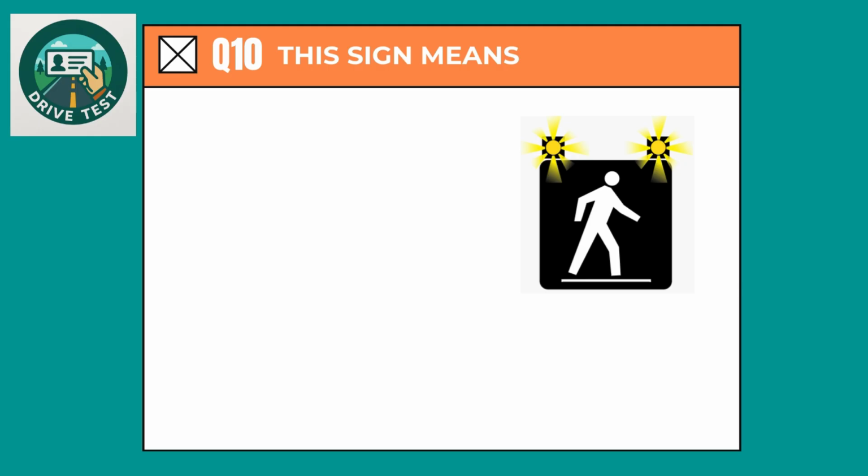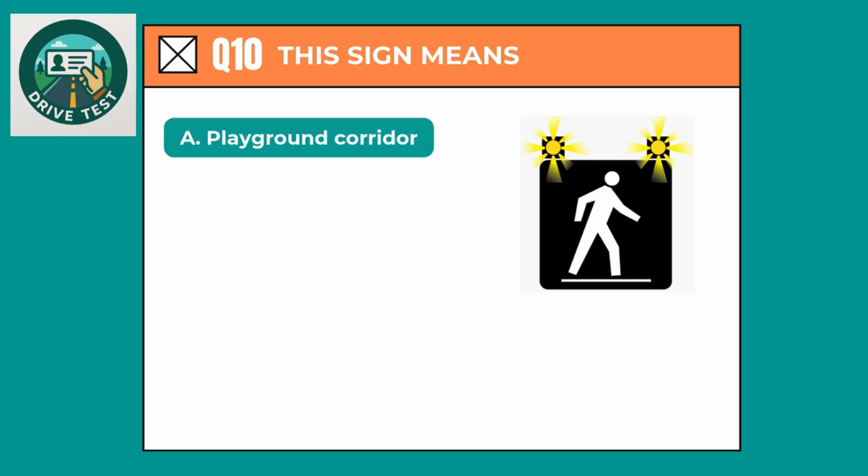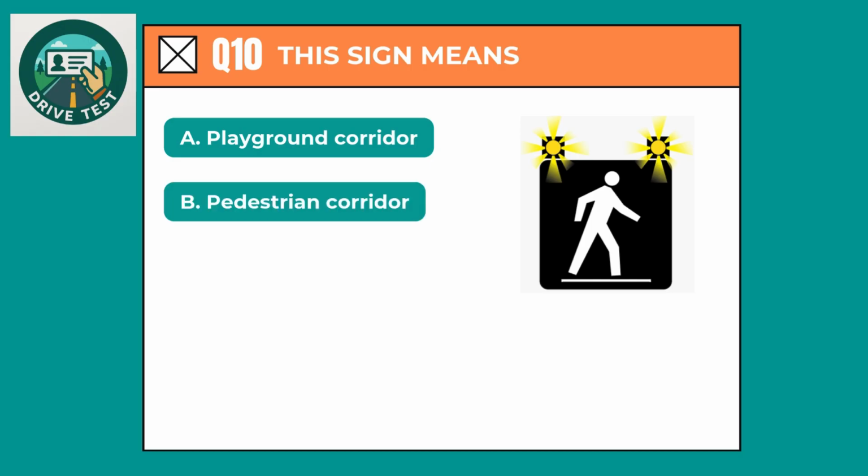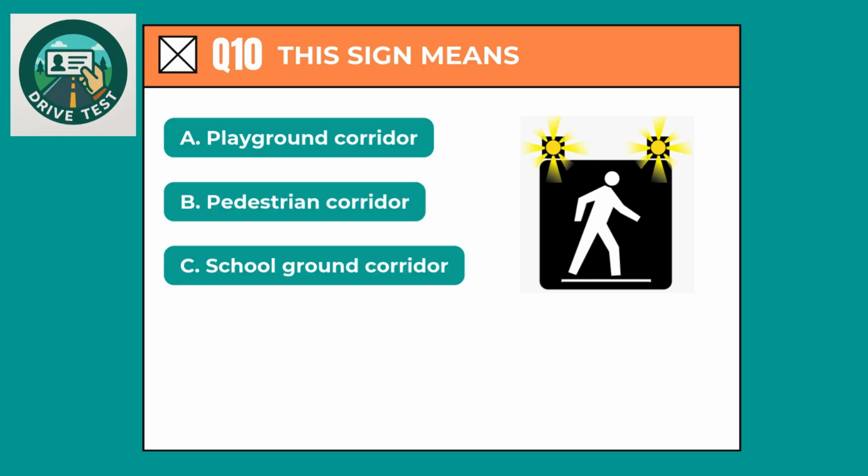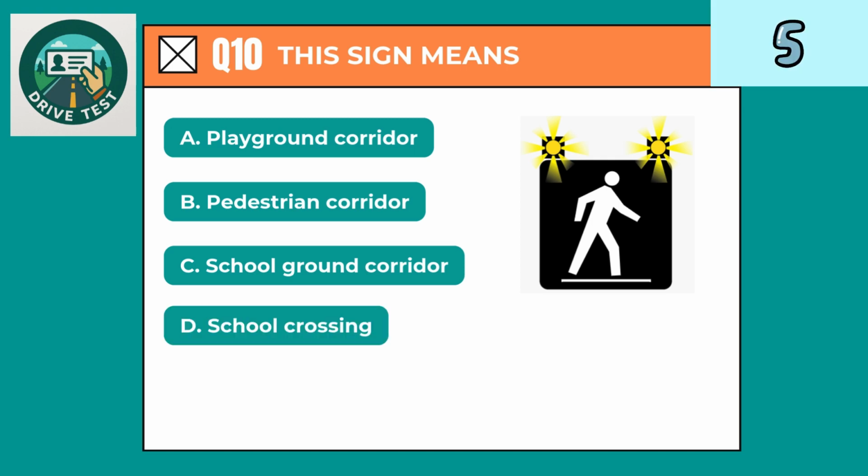Question 10. This sign means: A. Playground corridor. B. Pedestrian corridor. C. School ground corridor. D. School crossing. The correct answer is B. Pedestrian corridor. Pedestrians have priority. Stop when the lights are flashing.